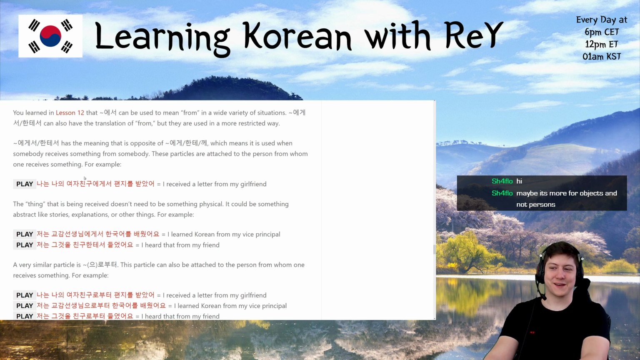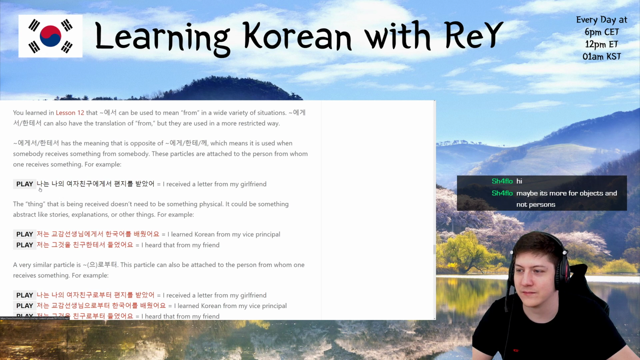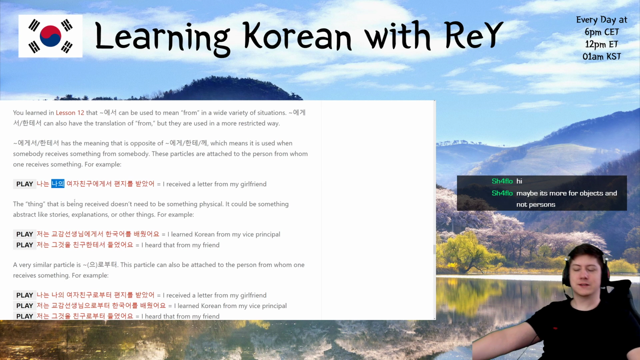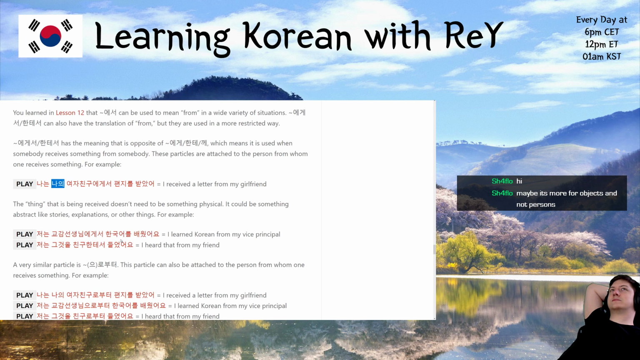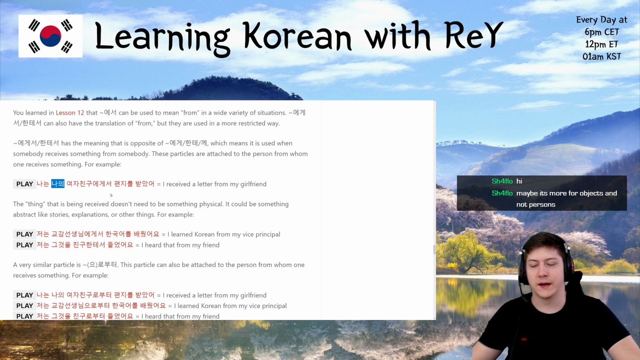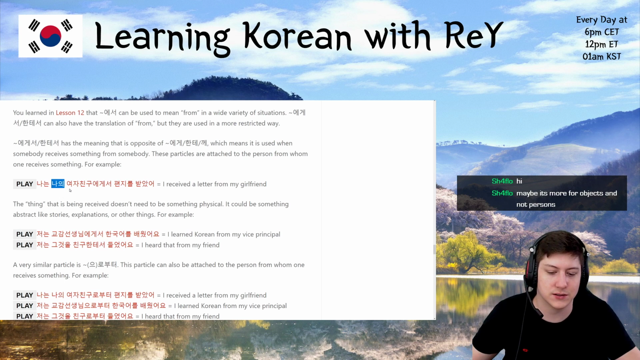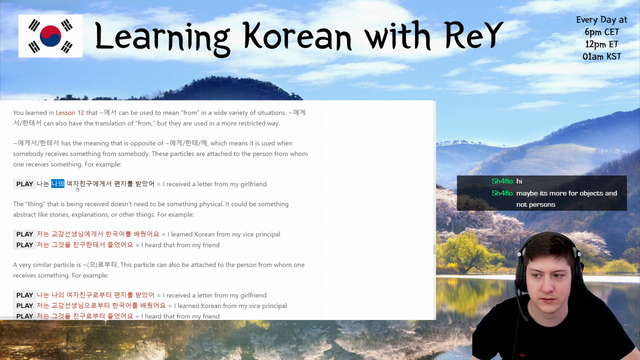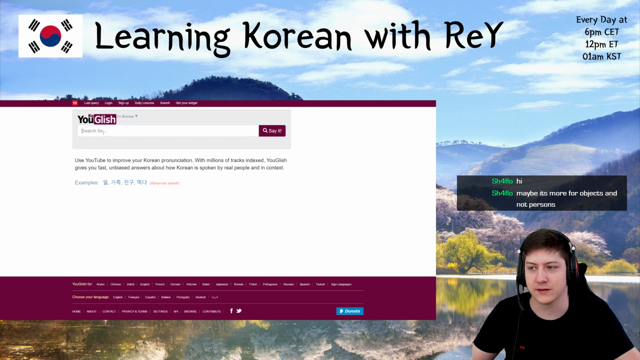Kinda sounds like a song or something, like she's singing. 나는 나의 여자친구에게서 편지를 받았어. 여자친구에게서. But she's saying 나위, right? I thought it's 나의. She's saying 나이. I always said 저의 for that, like also 저의. I never said 저이. Let me check that out.